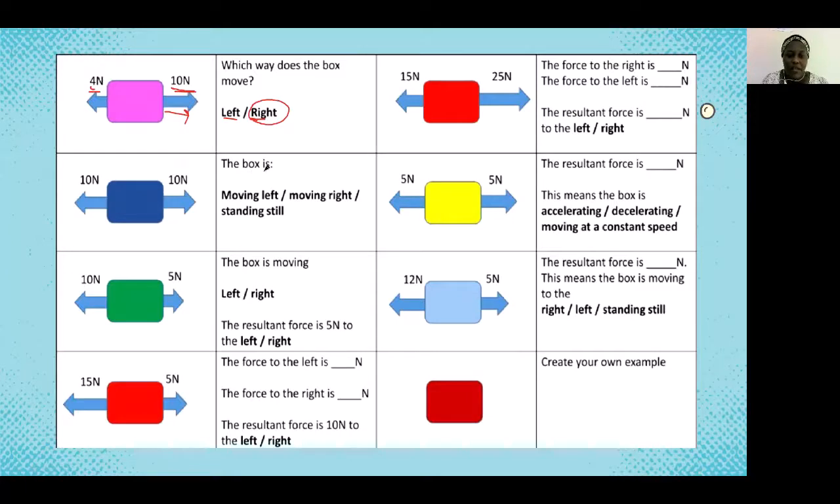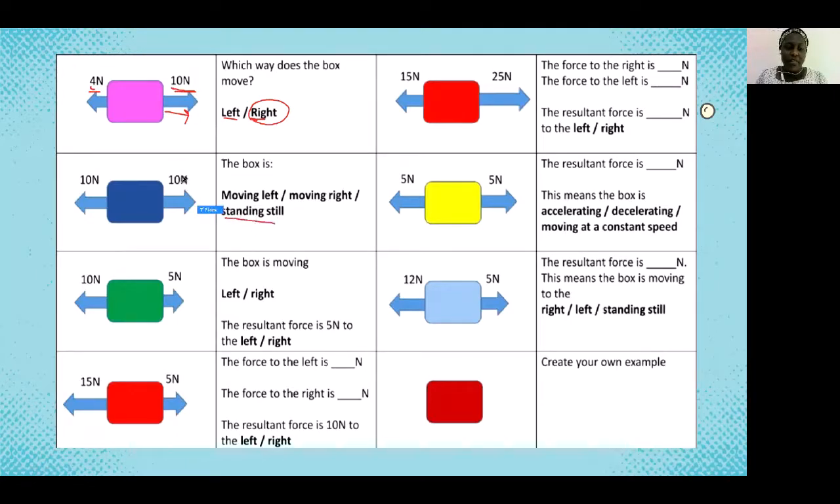And here the box is this one, 10 newtons, 10 newtons. Both sides, the force acted on both sides is equal. To the left is 10 newtons and to the right is 10 newtons. Now what will happen to the box? Is the box going to move left or right or stand still? Can you think of it? Very good. This box is going to stand still.